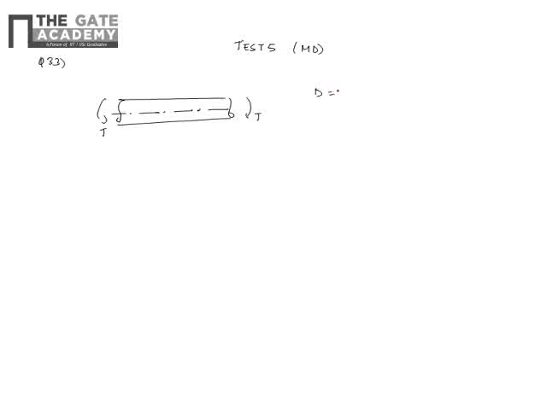The diameter is 200 mm. If the permissible angle of twist max is 1 degree, so if I convert that in radians, it is pi by 180, in a length of 5 meters. So the length is 5 meters, and the permissible shear, tau max, is 45 MPa, and take the modulus of rigidity G as 0.8 into 10 power 5 Newton per mm square, that is MPa.